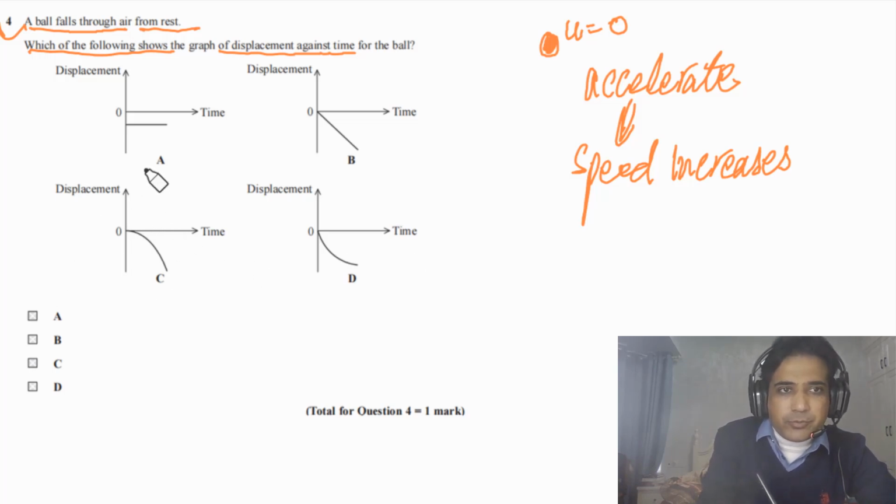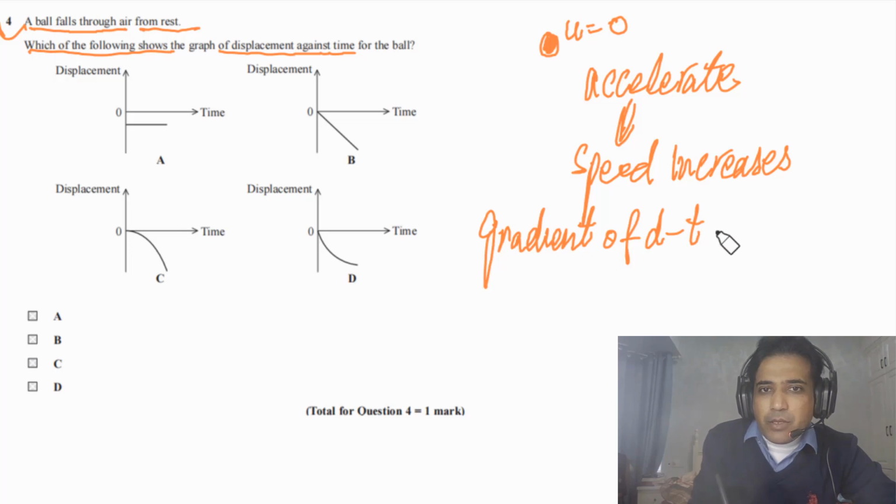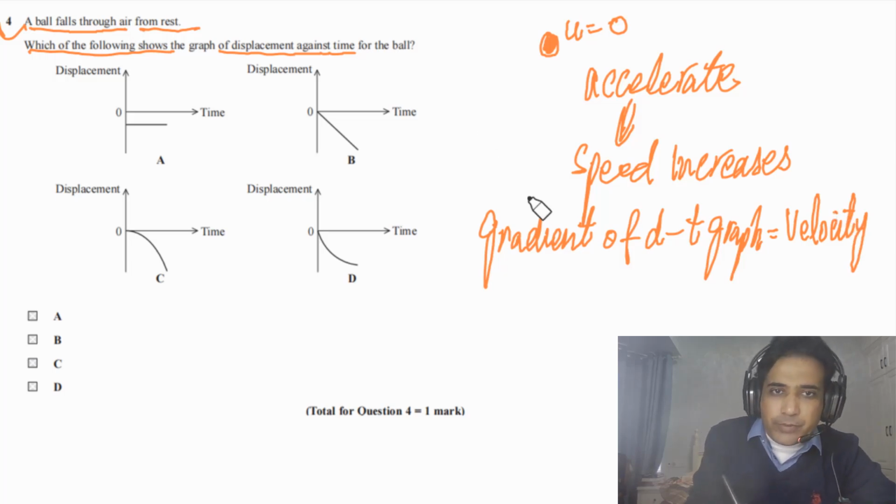Now if you look at the given options, we have a displacement against time graph. The gradient of a displacement-time graph is representing velocity, or simply speed. It's better to say velocity, because direction is also important. By convention we take up as positive.